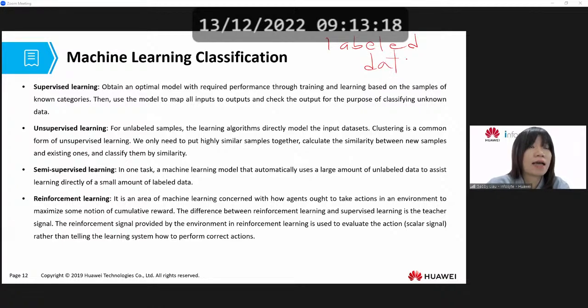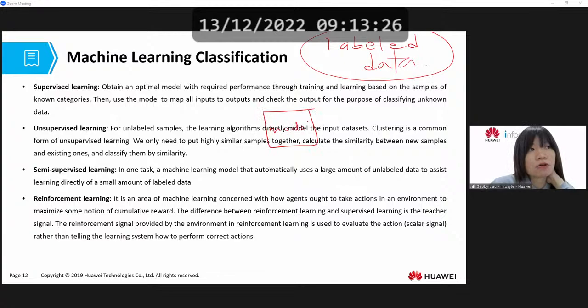Those data that has been labeled, we'll be using this to train the model. So imagine that, let's say we have a model here. Okay, so this is our model. We want this model to be able to recognize a cat.